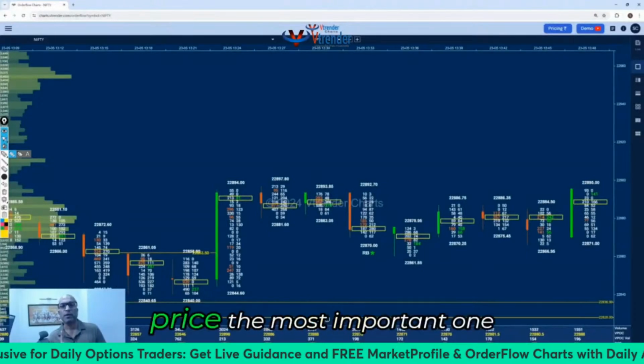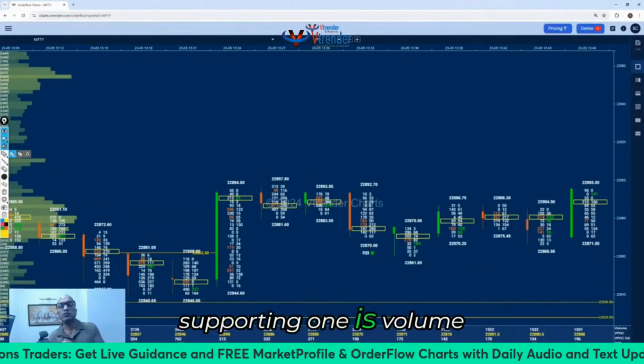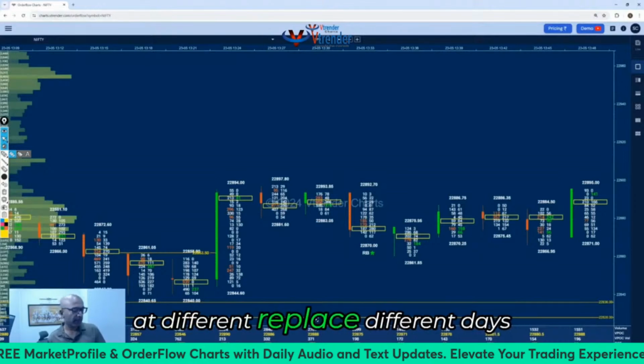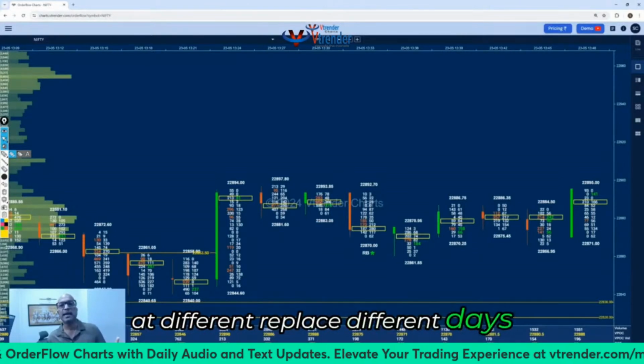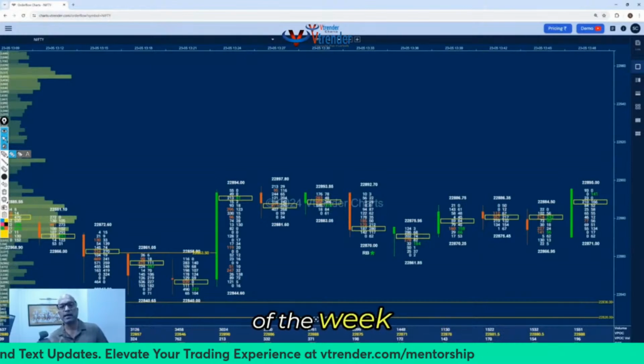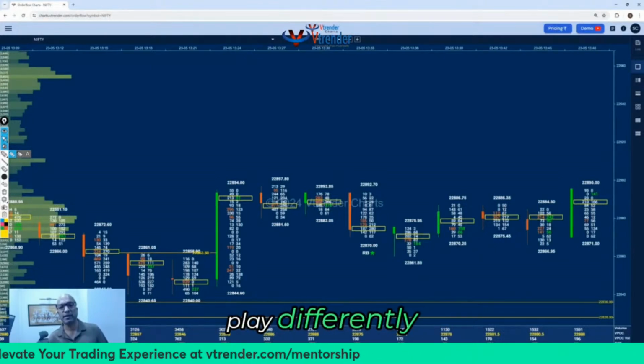Makings of a chart. Price, the most important one. Supporting one is volume, and the second supporting one is time. Okay, and at different replays, different days, different times of the session, and at different days of the week, each of these three play differently, right?